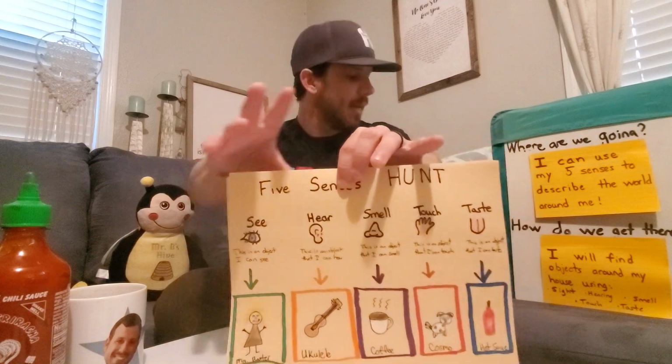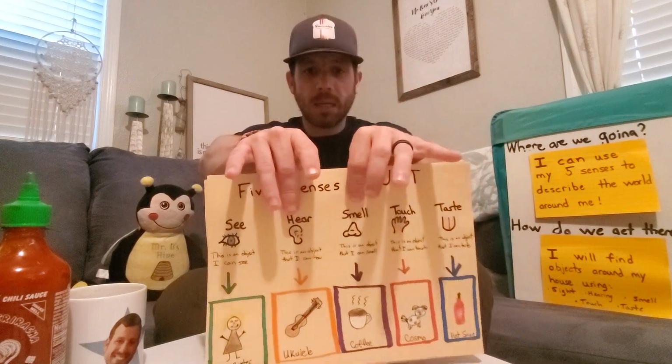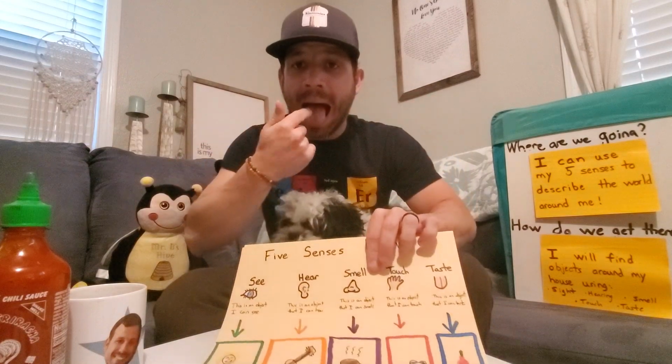Whew, awesome. So, man, I thank you guys for joining me on our science lesson today for April the 15th, Wednesday. Where we were going today was I could use my five senses to describe the world around me. And how we got there is we found 5 objects around our house using all of our 5 senses: sight, hearing, smelling, touching, and tasting. Hope you guys have a wonderful time doing this science experiment.